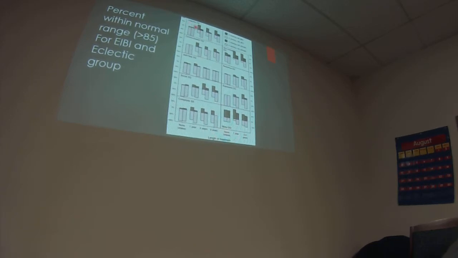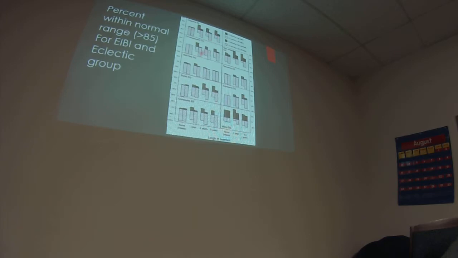If you start with cognitive standard scores, IQ, this gray area would be the percentage scoring below 85, and this small part on top would be the percentage above 85. So we see both groups are similar at intake. Then we move to the 1 year, and we see the proportions above 85, or within the normal range, have increased a lot for the IBT group, not so much for the eclectic group. And then it's basically the same pattern in year 2 and year 3.